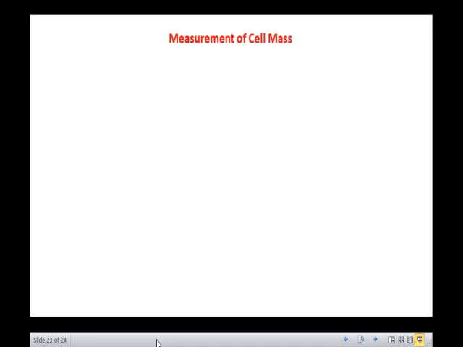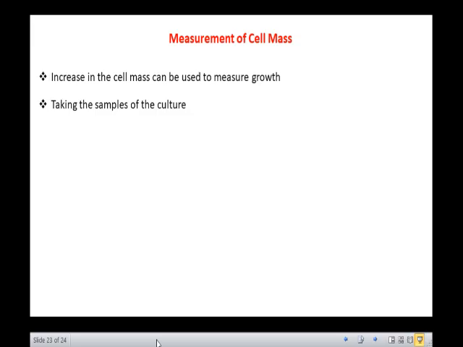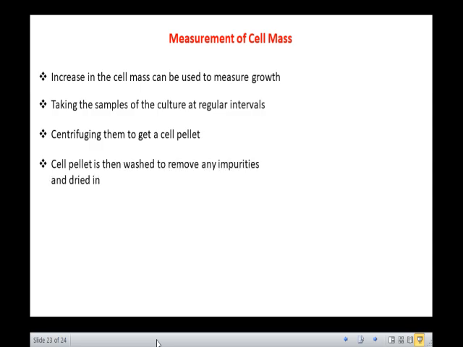The next type of methods are that of the measurement of the cell mass. As the culture grows, the cell mass increases. Hence, increase in the cell mass can be used to measure growth. The simplest method for this is to measure the weight of the cells. This is done by taking samples of the culture at regular intervals, centrifuging them to get a pellet at the bottom. This cell pellet is then washed to remove any impurities and dried in the oven to remove all water. This leaves the dry cell mass, which is then weighed.